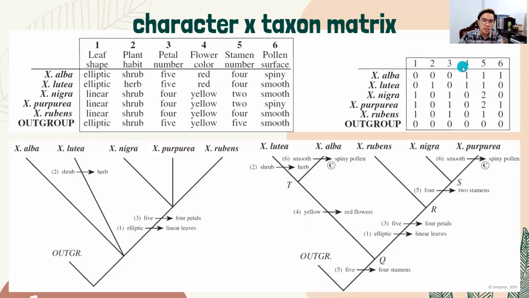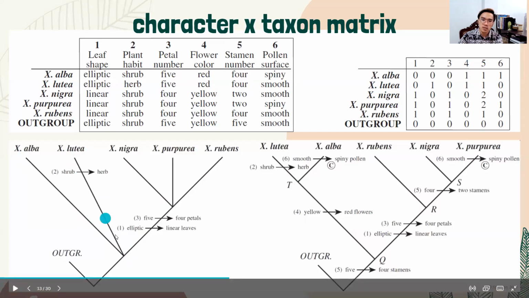For characters 1, 2, 3, in this case, they are less similar to X nigra, X purpurea, and X rubens, but we cannot lump them together yet because they also have different codes, especially for which character? Character 2, right? X lutea is different. X lutea has a different character state for character 2. So in this case we can say that maybe X alba and X lutea are closely related to each other, but we need more data.